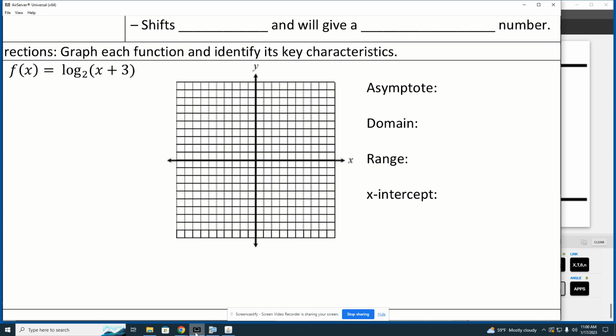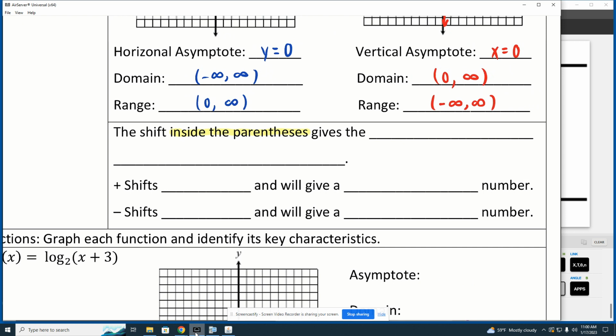So let's go back up to our notes on the front side. If that shift happens inside the parentheses, then it is going to represent my new vertical asymptote. And because it's inside, it's the opposite, right? Y'all know that. If it's inside, it's the opposite. So plus actually shifts to the left, and therefore will give me what kind of number? Not all at once. Negative. If it's minus, it actually shifts to the right, and therefore gives me a positive. Can y'all remember that?